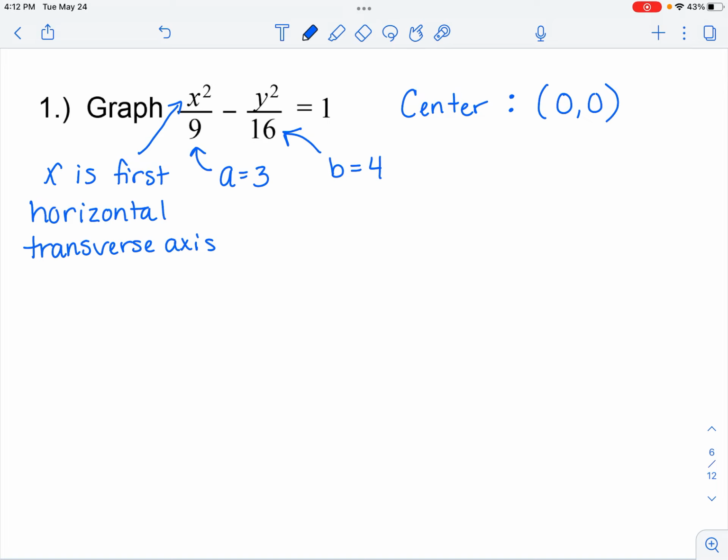All right, now I can try to figure out the slopes of the lines for the asymptotes, okay? Change in y, under the y is the 16, so the 4 goes on top. And then under the x, for change in x, under the x is a 9, so the 3 goes on the bottom. So it's related to a and b, not a squared and b squared. So those are the slopes for the asymptotes.